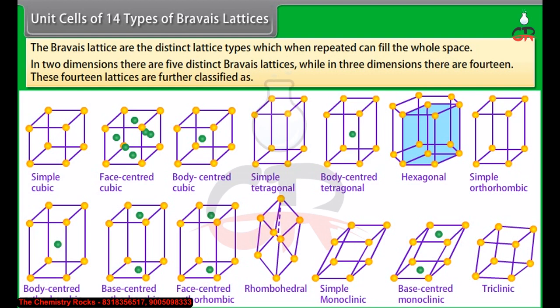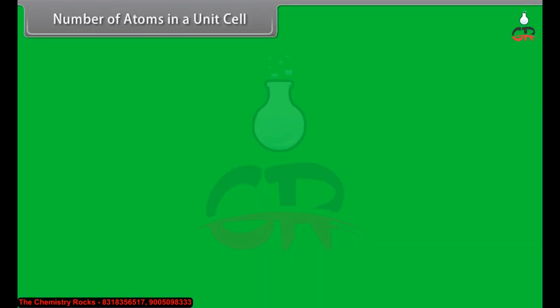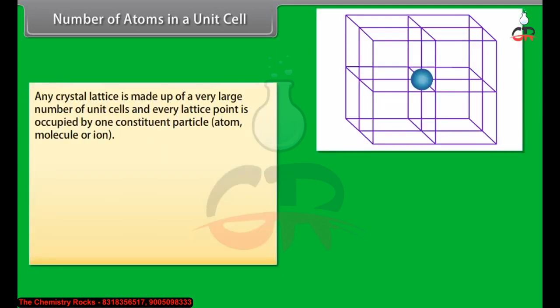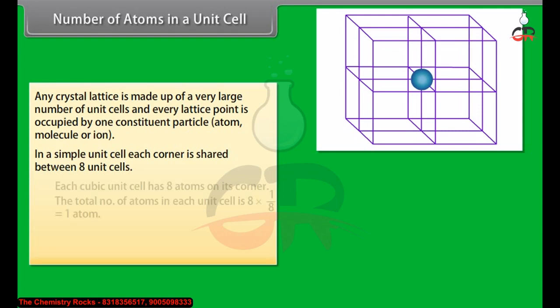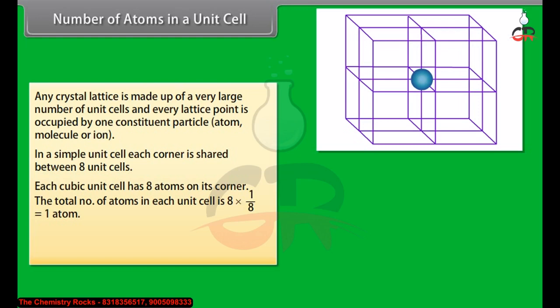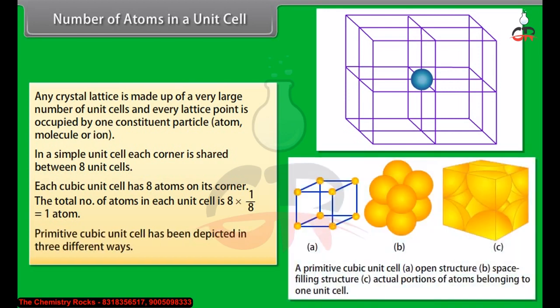These 14 lattices are further classified by the number of atoms in a unit cell. Any crystal lattice is made up of a very large number of unit cells, and every lattice point is occupied by one constituent particle, atom, molecule or ion. In a simple unit cell, each corner is shared between 8 unit cells. Each cubic unit cell has 8 atoms on its corners. The total number of atoms in each unit cell is 8 into 1 upon 8, which is equal to 1 atom. Primitive cubic unit cell has been depicted in 3 different ways.